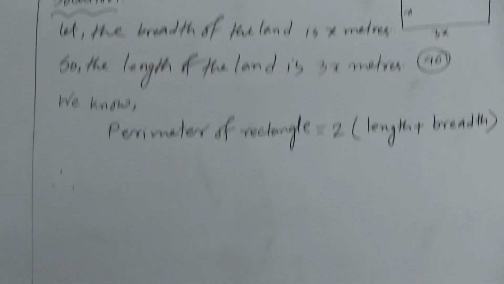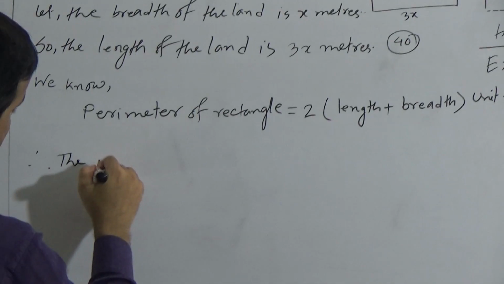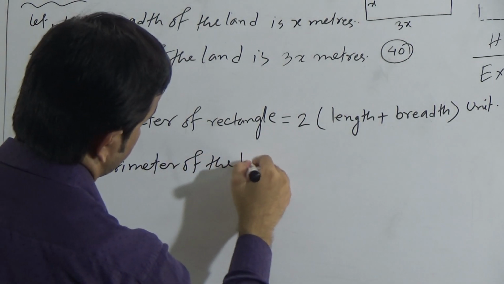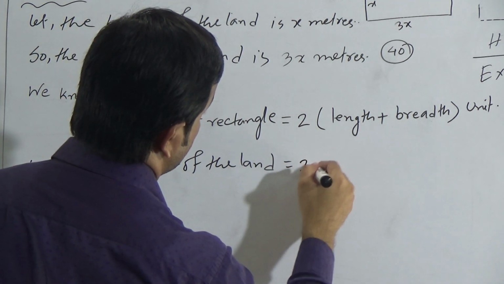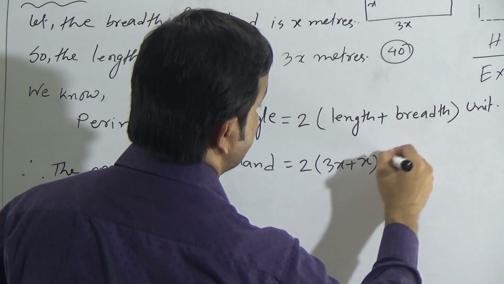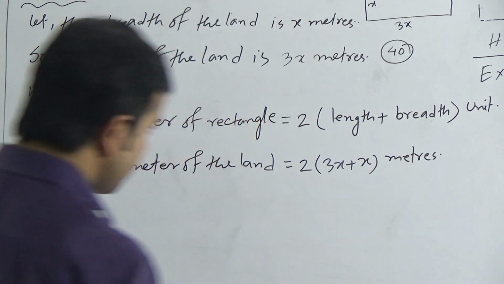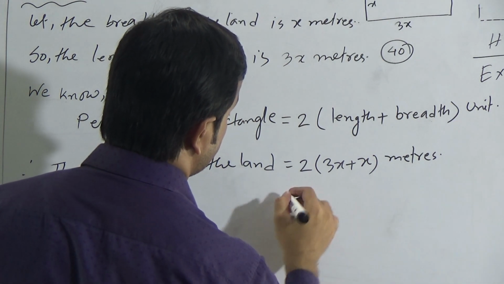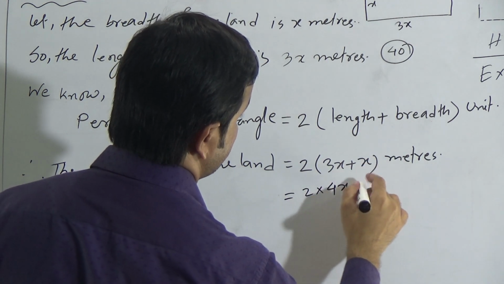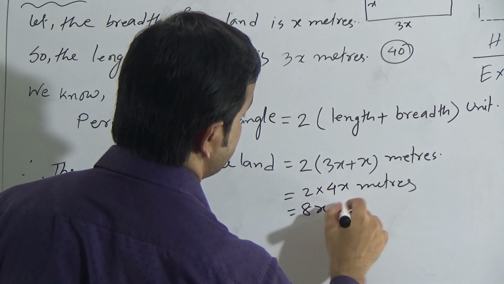As the land is rectangular in shape, so we can say the perimeter of the land, that is 2 into length, 3x here, breadth is x here. Here unit is meter, I have taken. So calculate now. 2 into 3x and x means 4x meters. 4 2s are 8x meters.